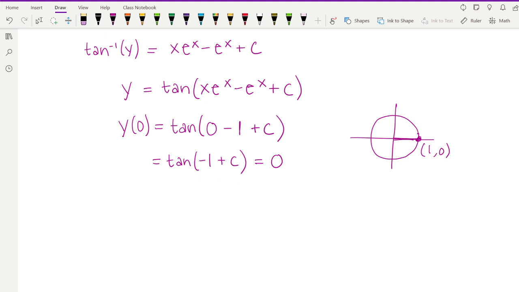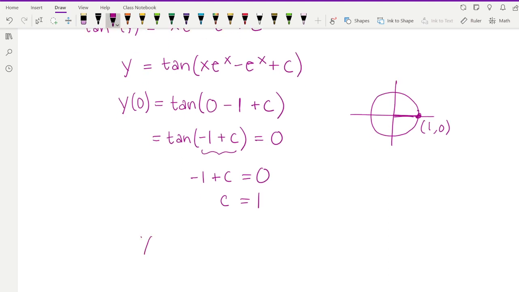I know it's confusing because there's a lot of zeros floating around, but this represents tangent. When I'm talking about this being equal to 0, that represents an angle, right? So this angle should be 0. And so that means that negative 1 plus c should be an angle of 0. And so now we can just solve this for c, and if we add 1 to both sides, we'll find out that c is equal to 1. And so now that we know that c is equal to 1, we can put that back into our answer here and say that y is equal to tangent of x e to the x minus e to the x plus 1.